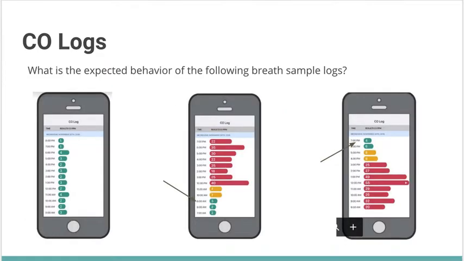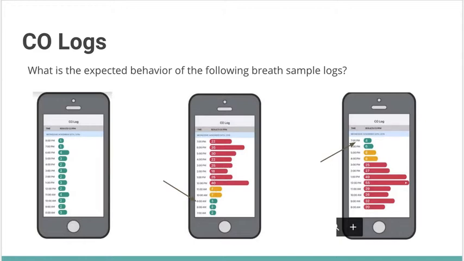So what is the expected behavior of the following breath samples? As we can see on the far right, these are all green samples. This CO log shows pretty much a typical non-smoker or someone who has quit. Now in the middle, the CO logs show really green in the very beginning of the day and then get much higher throughout the day.